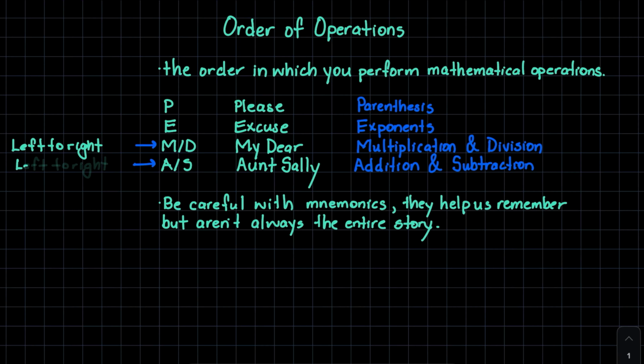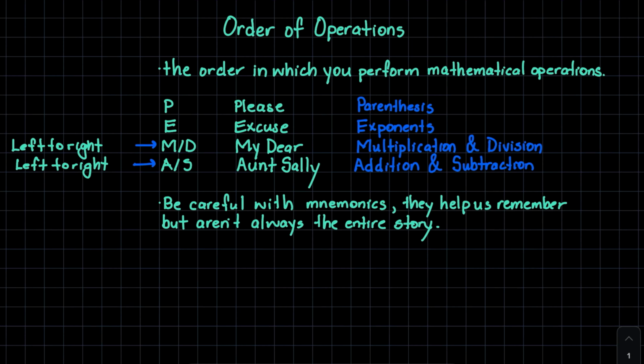So left to right, left to right. Which means if I'm left with multiplication and division, whichever comes first, you perform in order. That's what it means to go left to right. Same with addition and subtraction. Once I'm only left with addition and subtraction, because in order it would be last, I move left to right.